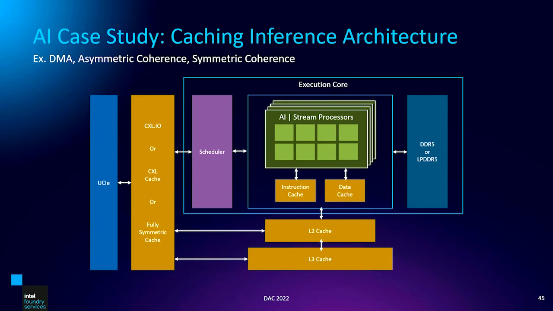But if you look at the fundamental architectures for inference, this is inference, not training, what you'll see is they have a front end, which today is PCI Express. They have a DMA architecture. They have some kind of a scheduler. Then they have a bunch of parallel AI and stream processors.